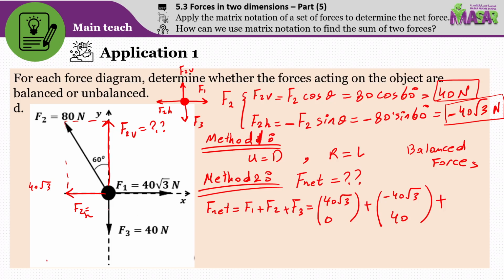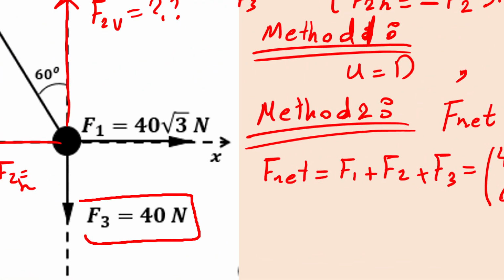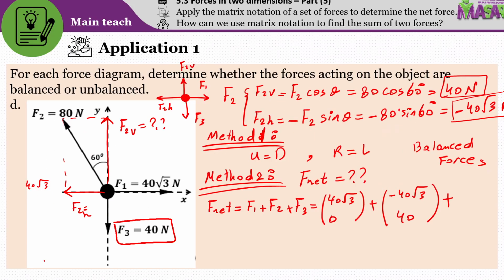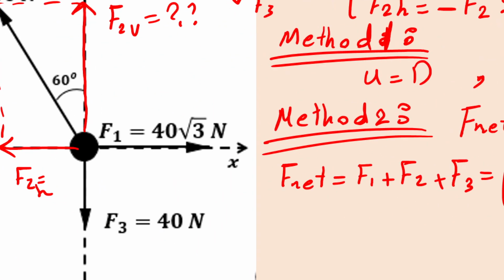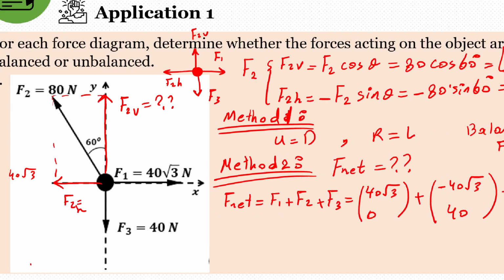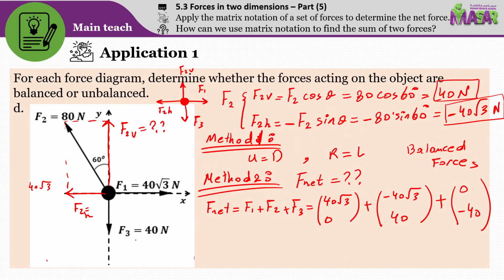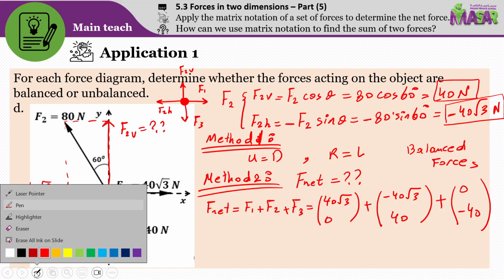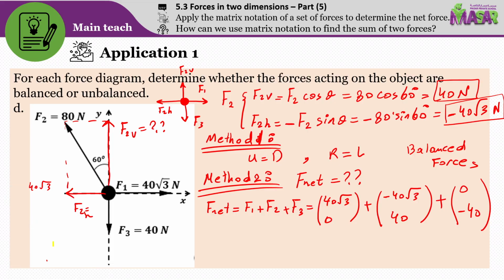Plus for F3, we can see here that F3 is perfectly aligned with the vertical, which means there is no horizontal component for F3. So the horizontal component of F3 is equal to 0, and we have only the vertical component, which is equal to minus 40. And why is it minus? Because it's acting downwards, so it's pointed downwards. Now let's find the summation here. We're going to add up the horizontal first and then the vertical together.